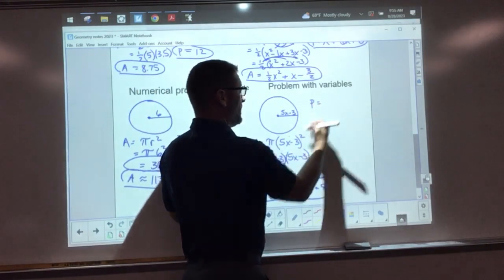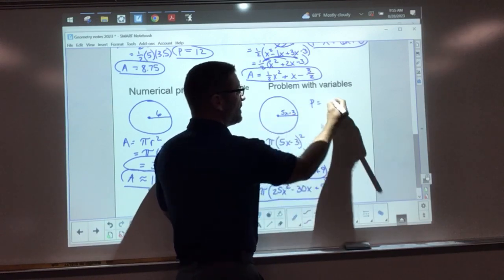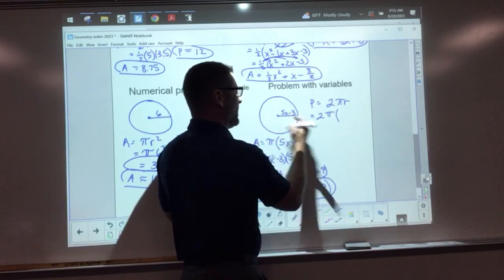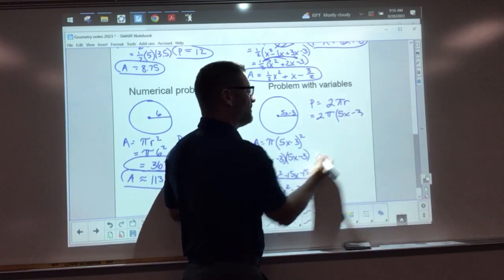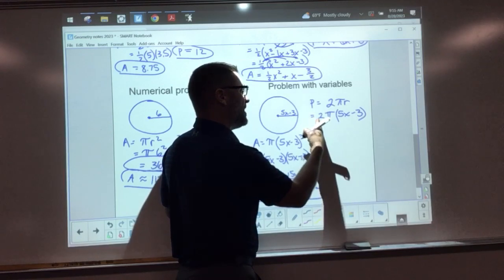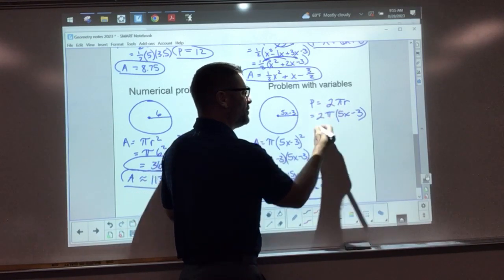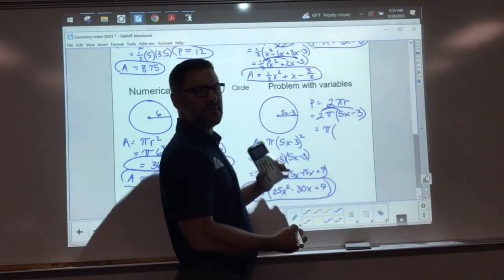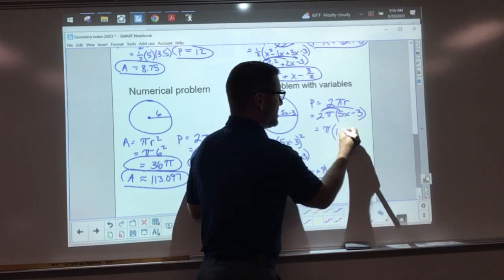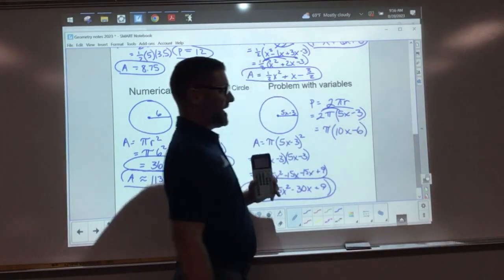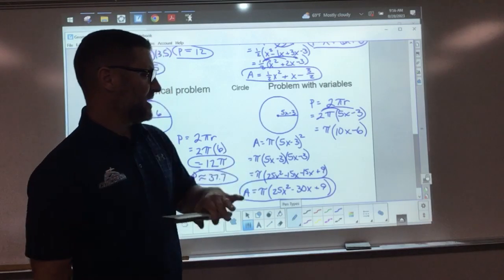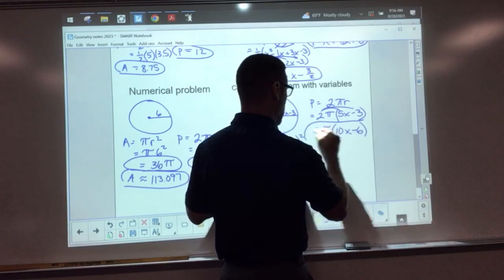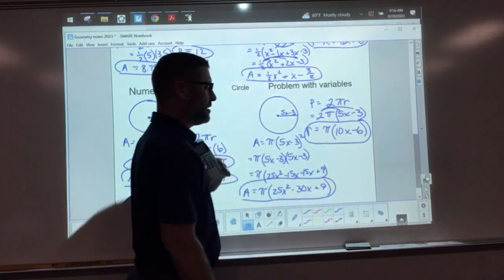Perimeter. This one, I can't add all the sides because it's curvy. So I use the 2 pi r formula. 2 pi, the radius is 5x minus 3. I guess I would probably leave the pi and distribute the 2 through. This isn't the only way I could have done it, but this is just a way. So that'd be 10x minus 6. I guess I could write it as 10 pi x minus 6 pi if I wanted. There's some other things I could have done with it, but I would have written that for the perimeter for that problem.